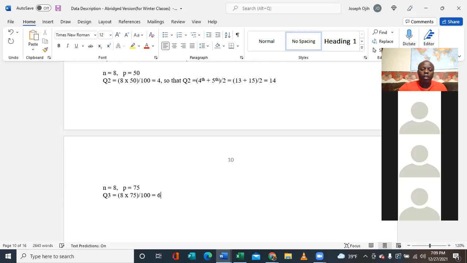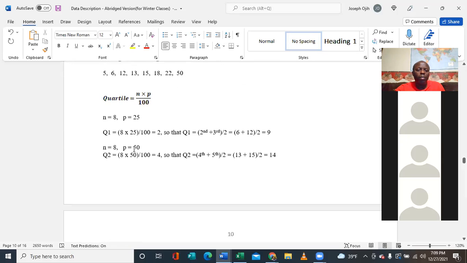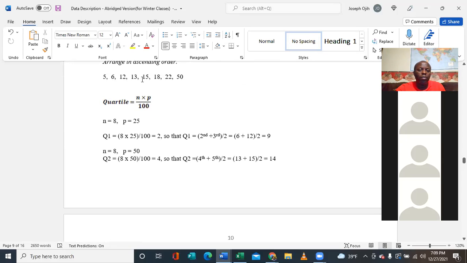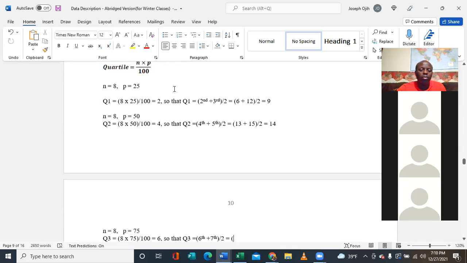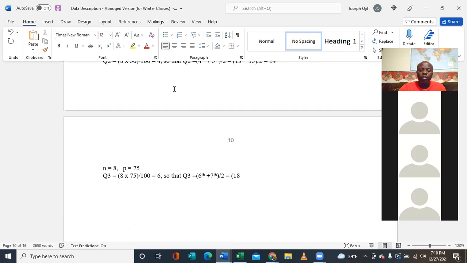That's 6, right? So Q3 equals the 6th number plus the 7th number divided by 2. The 6th number, counting 1, 2, 3, 4, 5, 6, is 18, and the 7th number is 22. So 18 plus 22 divided by 2 will give us 20, I believe. You can double check it.